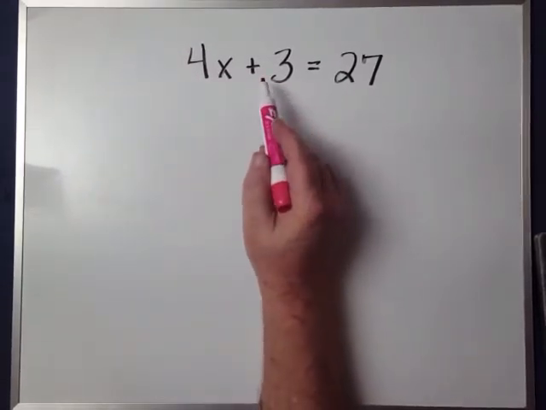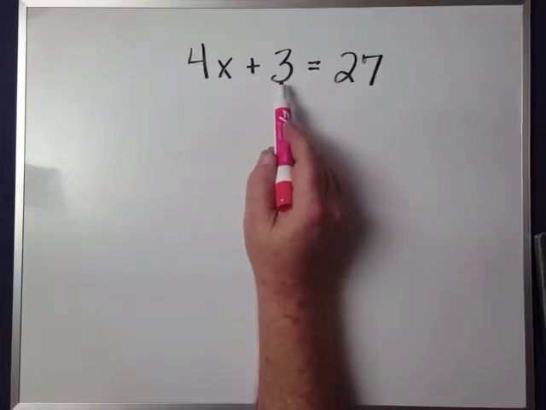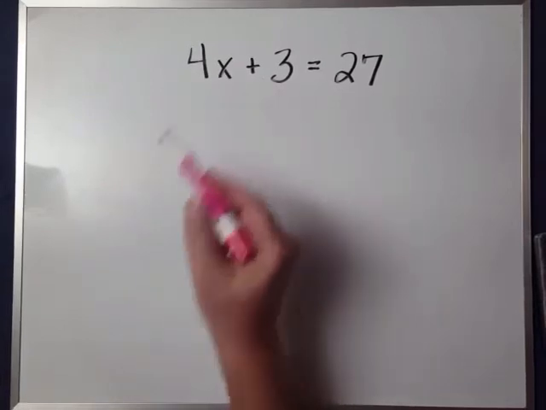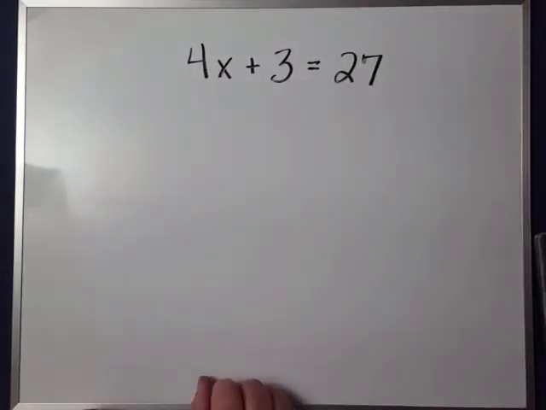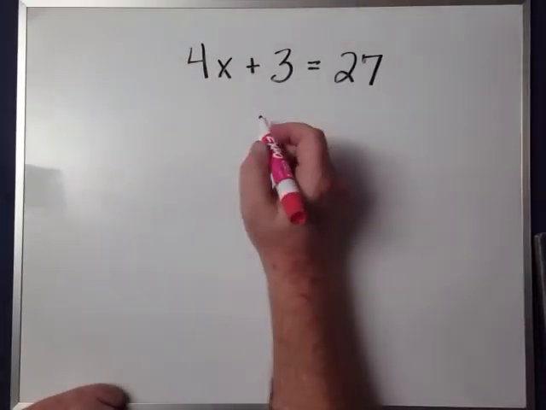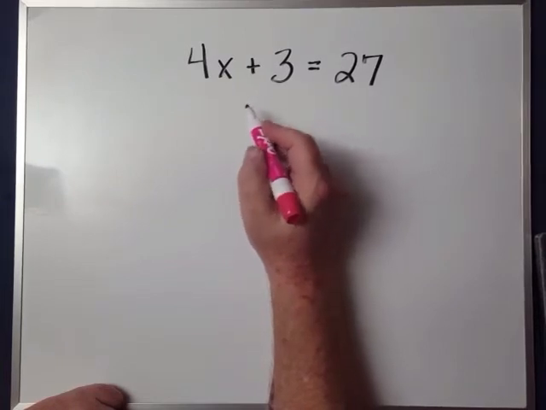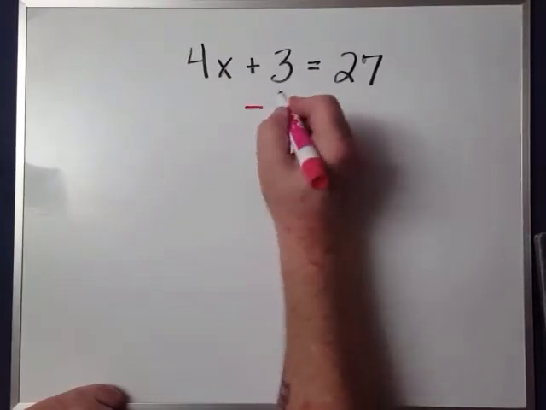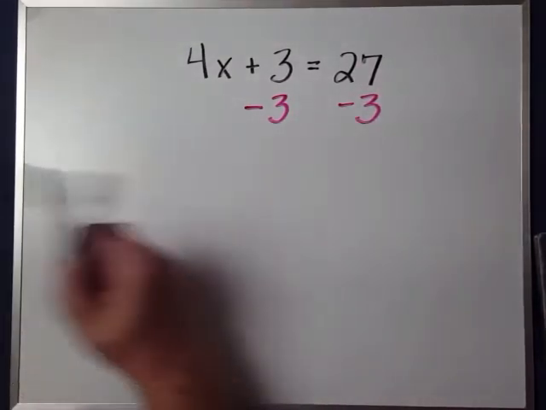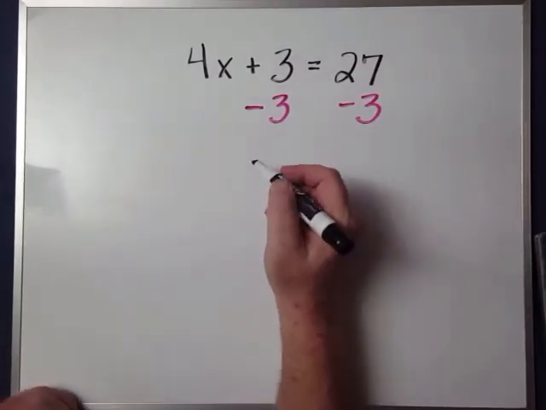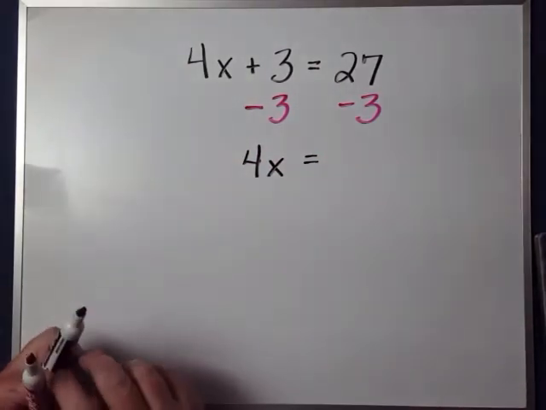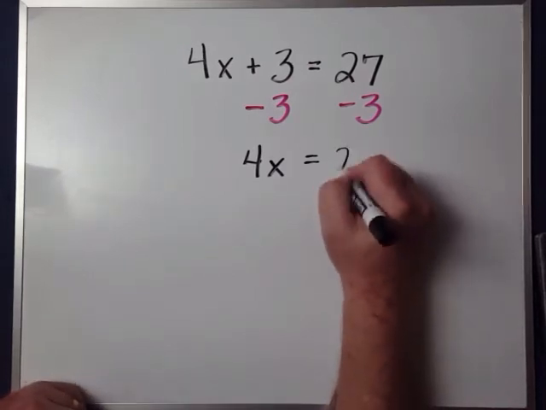Another way to look at it, the addition of 3 is less bound to the x compared to a multiplication of 4, because multiplication outranks addition in the order of operations. So we'll start by getting rid of this 3. It's being added to the 4x. We want to subtract it. What I do to one side, I must do to both sides. On the left-hand side, the 3 subtract out to leave just 4x. On the right, 27 minus 3 leaves 24.